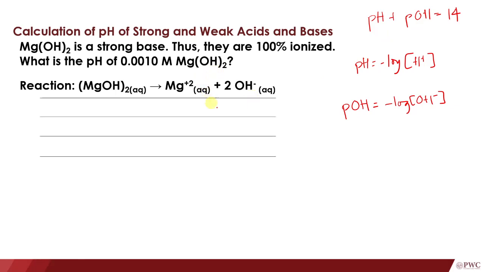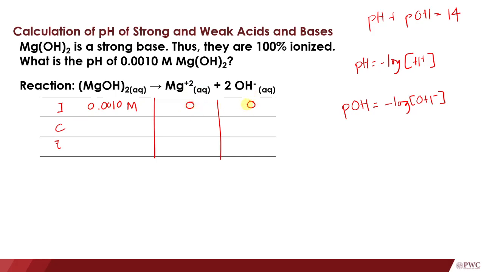And with that, let's do an ICE box. That is initial, change, and then equilibrium. For the initial concentration of magnesium hydroxide, it's given here, that's equal to 0.0010 molar. And then for our products at the initial, again, that's always 0. We don't have any of them.